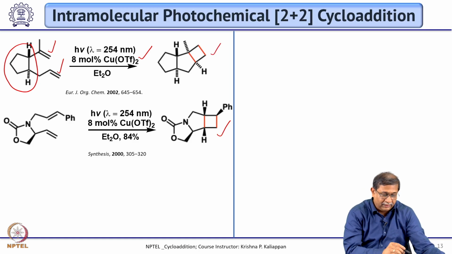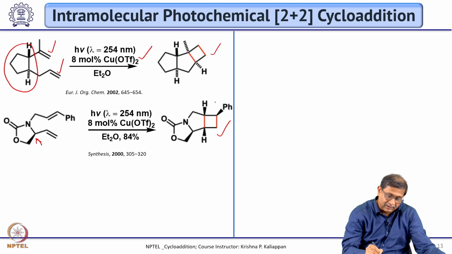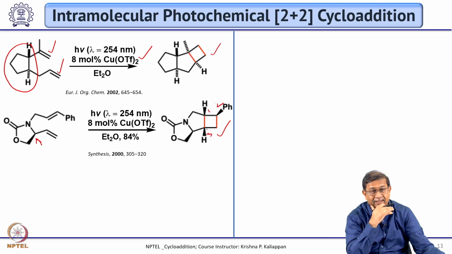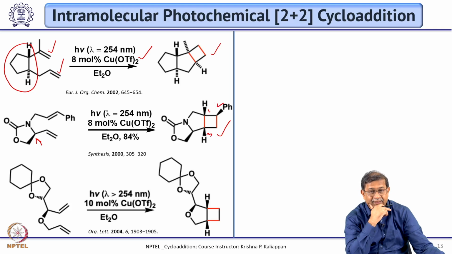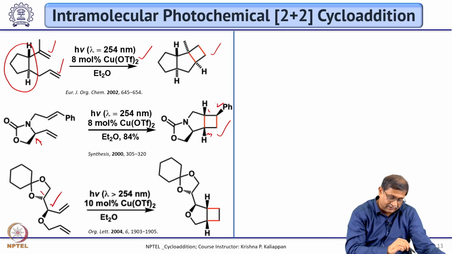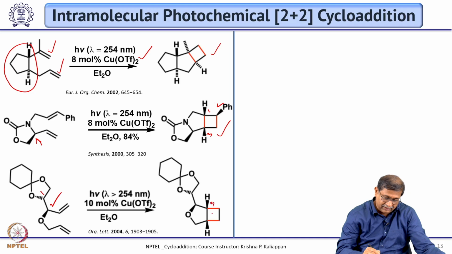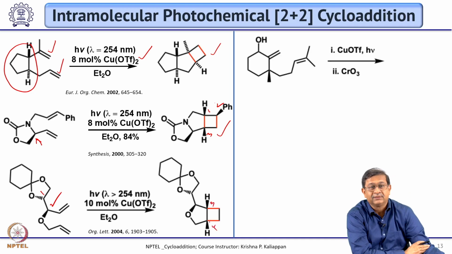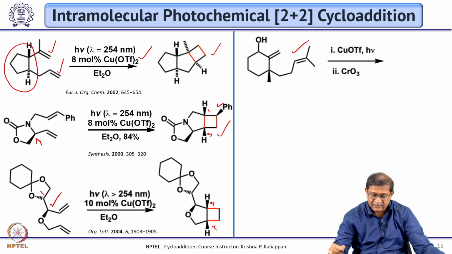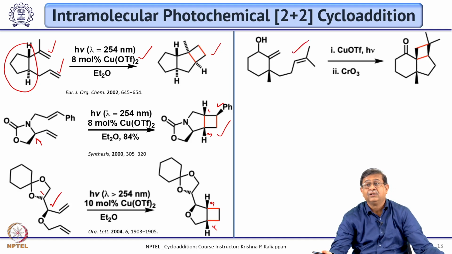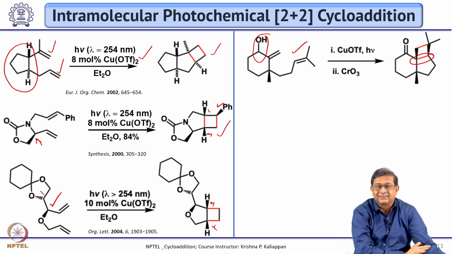So, one chiral center here introduces 1, 2, 3 more additional chiral centers using this photochemistry. And again you can see here there are 2 chiral centers and you fix the third and fourth using intramolecular photochemical 2+2 cycloaddition. Again in this case you can see intramolecular 2+2 cycloaddition followed by oxidation of the secondary alcohol. You can introduce 2 more chiral centers.